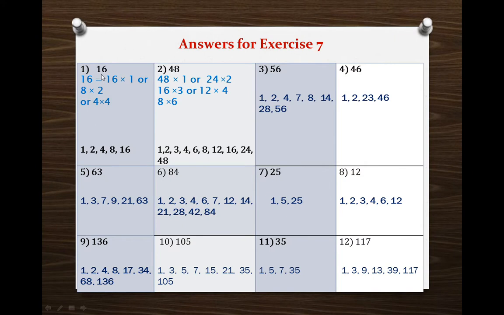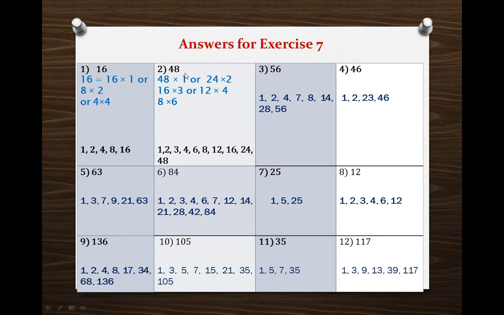Number 1 was 16. The factors of 16 are 1, 2, 4, 8, and 16. Why? Because 16 times 1 is 16, 8 times 2 is 16, 4 times 4 is 16. Those are the only products that will give us 16.